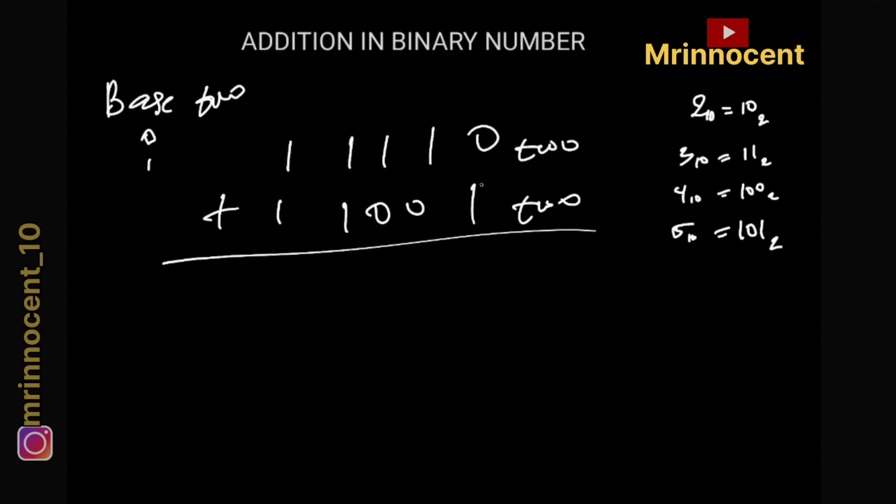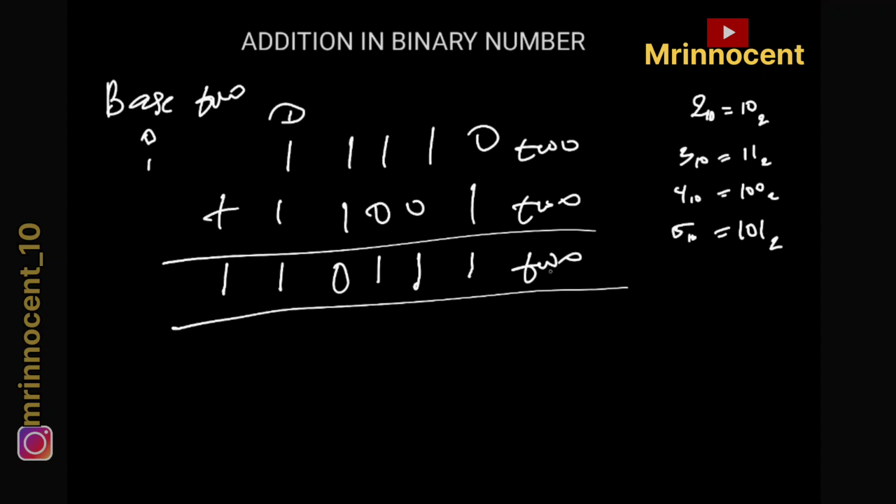We have 0 plus 1 is 1. 1 plus 0 is 1. 1 plus 0 is 1. 1 plus 1 is 2, and 2 in base 2 is 1, 0, so remainder 0, carry 1. Then 1 plus 1 plus 1 is 3, and 3 in base 2 is 1, 1. So you have 1, 1, 0, 1, 1, 1 in base 2.